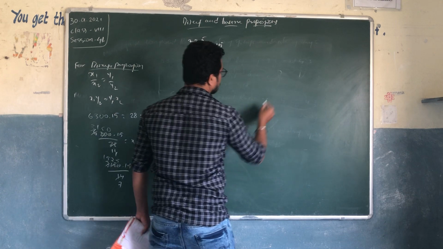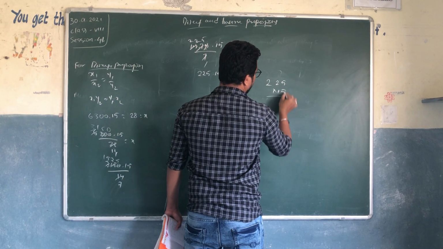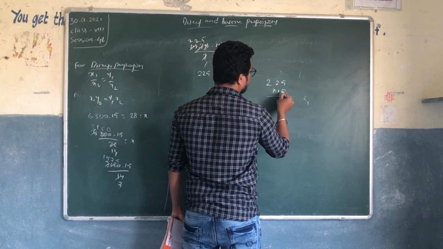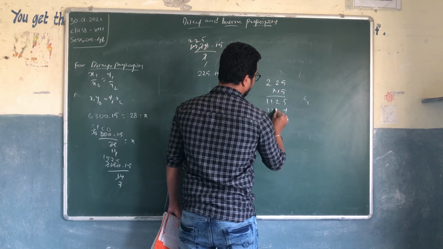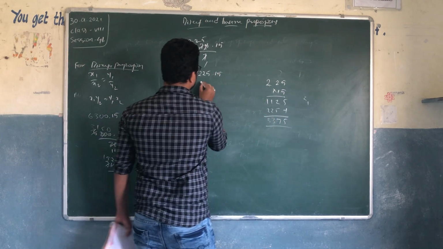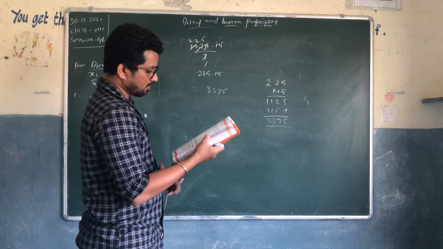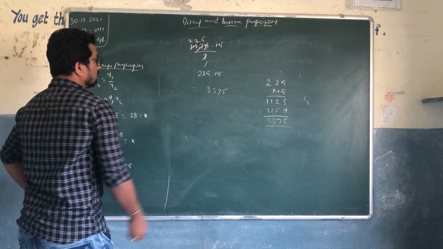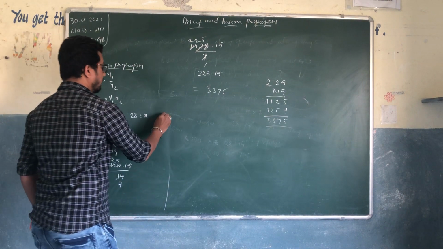Let's multiply it. 225 into 15. 5 5s are 25. 5 2s are 10, plus 2 is 12. 5 2s are 10, plus 1 is 11. Plus 225, and we get 3375. Let's see. Yes, we got 3375. So this will be the final answer.